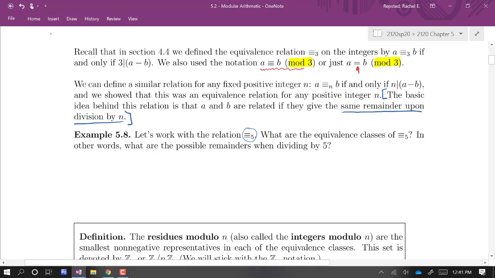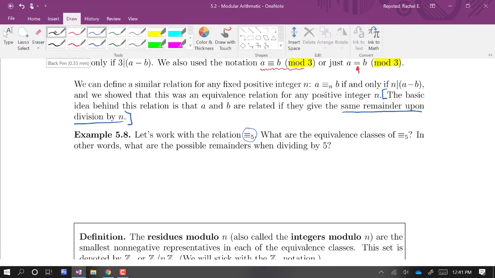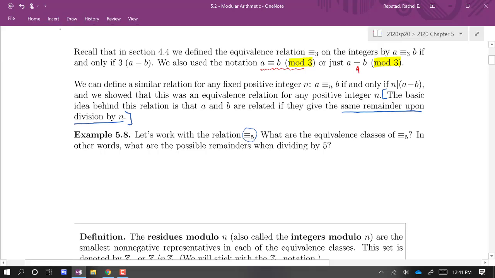So the equivalence classes would be the set of all the possible remainders when we divide by 5. And that set, well, I could get a remainder of 0, or a remainder of 1, up to a remainder of 4. A remainder of 5 would actually mean I could just take out another 5 and get a remainder of 0. So it's sort of a cycle here. So these are all the possible remainders.